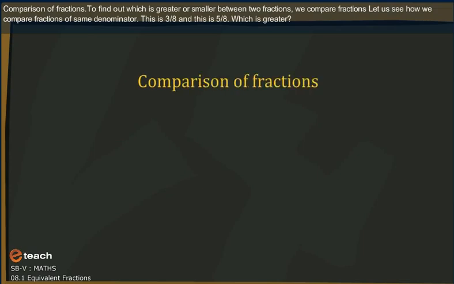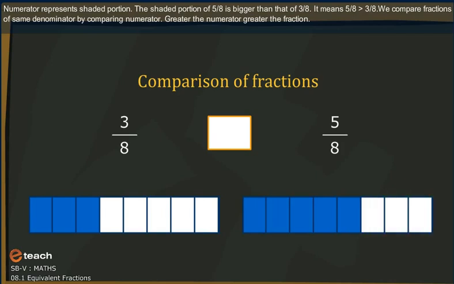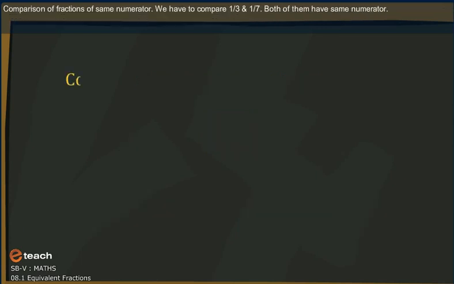Comparison of fractions. To find out which is greater or smaller between two fractions, we compare fractions. Let us see how we compare fractions of the same denominator. This is 3 by 8 and this is 5 by 8. Now which is greater? The numerator represents the shaded portion. The shaded portion of 5 by 8 is bigger than that of 3 by 8. It means 5 by 8 is greater than 3 by 8. We compare fractions of the same denominator by comparing numerators. Greater the numerator, greater the fraction.